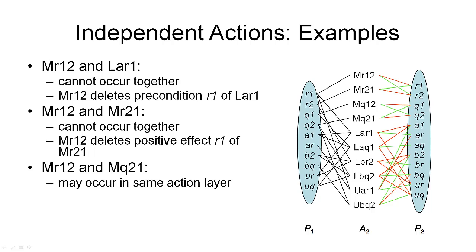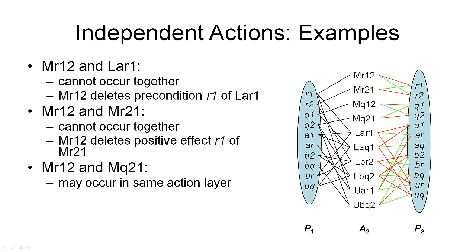In layered plans, we will have multiple actions that come from the same action layer, which means we will effectively try to execute these actions in parallel. Now, we've already seen that this may cause problems, but this will not be the case if all these actions are independent. And here's an example of what independence of actions means.